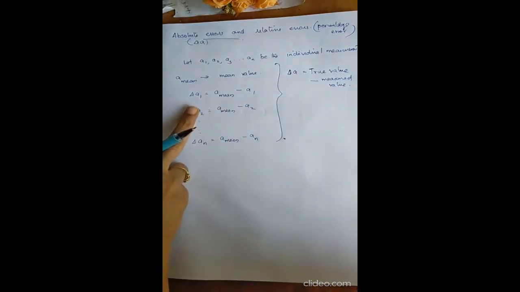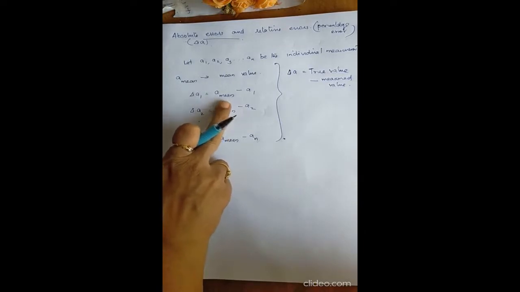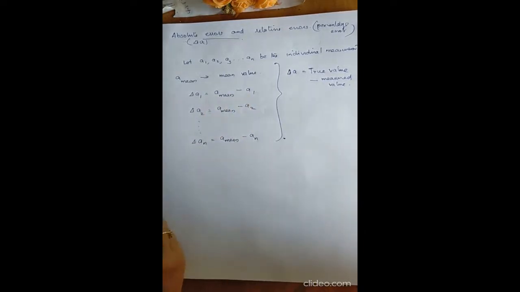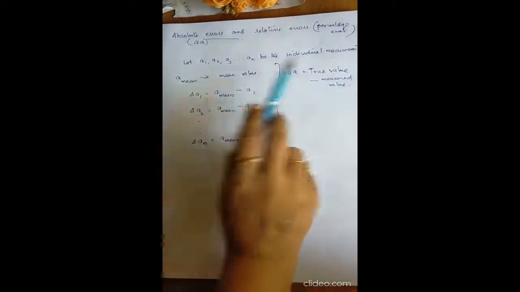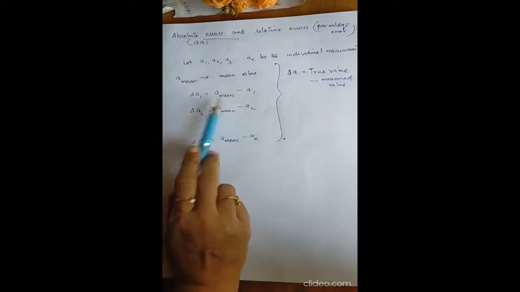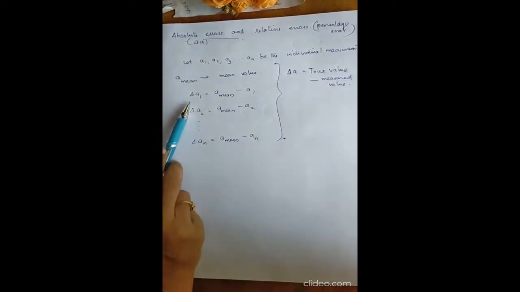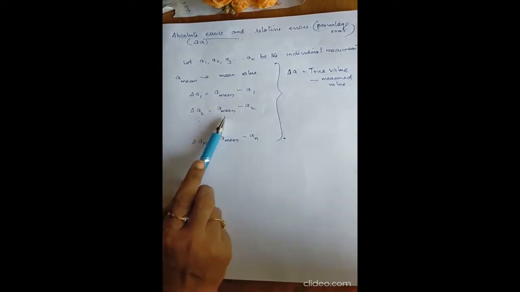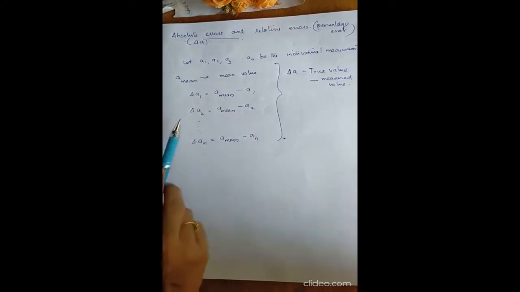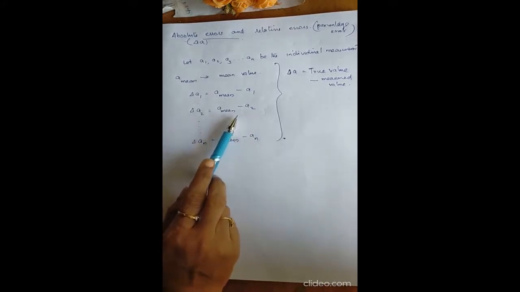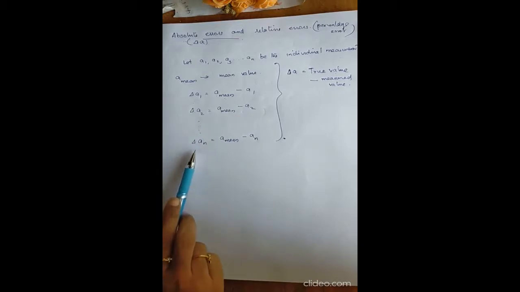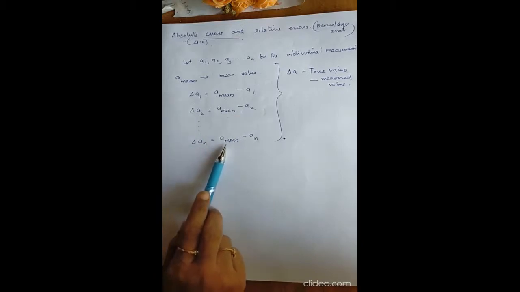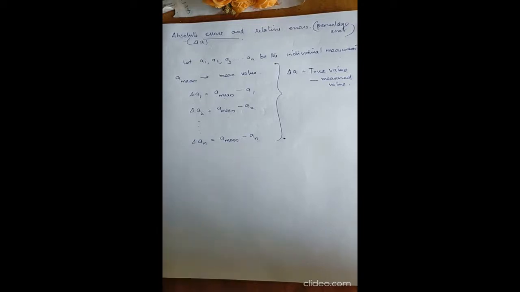So we can write delta A1 equal to A mean minus A1. Here A mean, that is the mean value, is considered as the true value. If we have a number of measurements, we will consider the mean value as the true value. So delta A1 is equal to A mean minus A1. Delta A2 is equal to A mean minus A2. And delta A3 is equal to A mean minus A3, etc. up to delta AN equal to A mean minus AN.